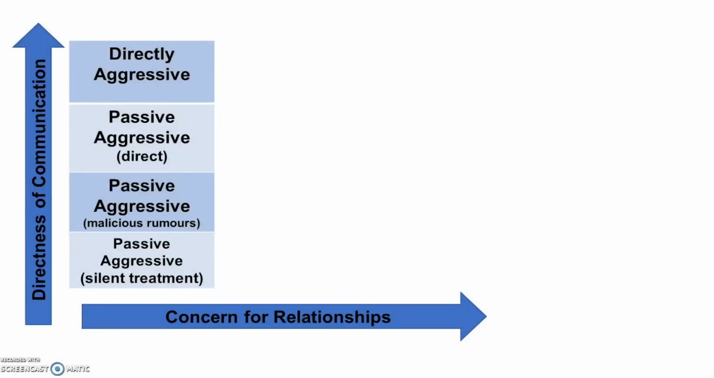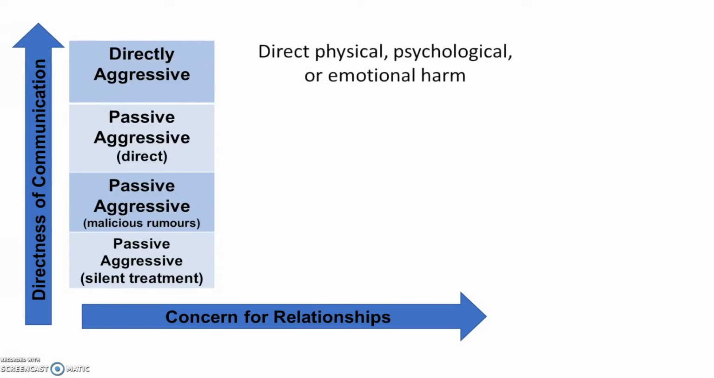We can start on the left with approaches that show minimal regard for relationships and/or other parties. The most direct of these styles is direct aggression. This is overt, explicit, and direct behaviors which actively cause harm to the other party. Yelling and berating someone, or even using physical violence, are examples of communicative acts that fall under this category.